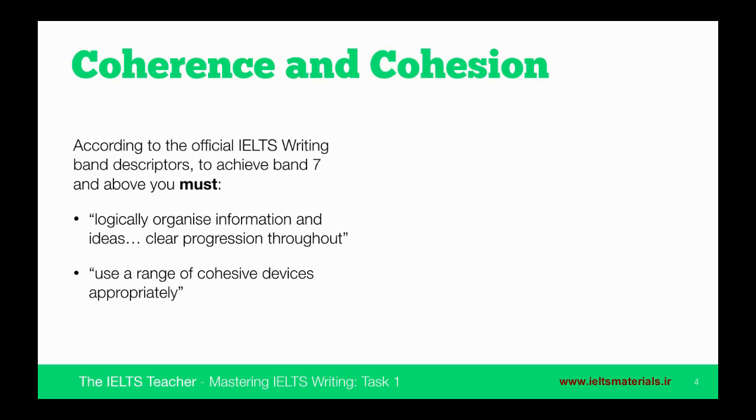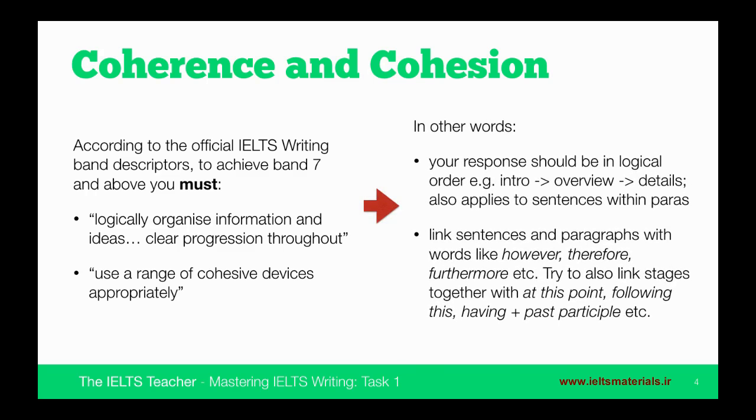Again, to achieve a band 7 and above, you must logically organize information and ideas and show a clear progression throughout the response. And you must also use a range of cohesive devices appropriately. In other words, your response should be in a logical order which is easy to follow. Now, we'll look at this in a bit more detail later, but the easiest structure is to start with the introduction, then move to the overview, and then move to the detail paragraphs. And this idea of a clear progression throughout also applies to sentences within the paragraphs.